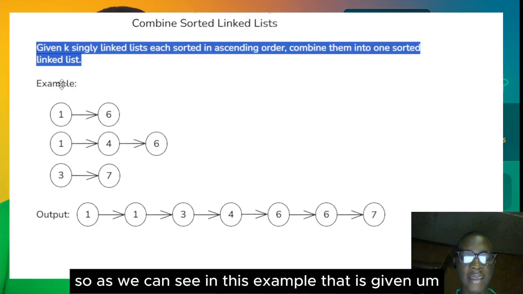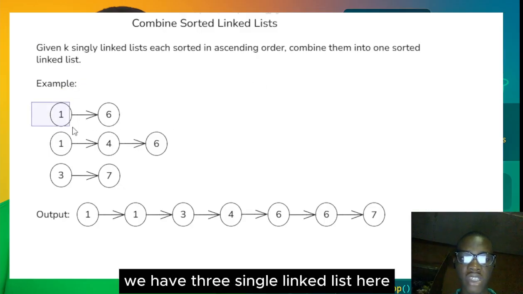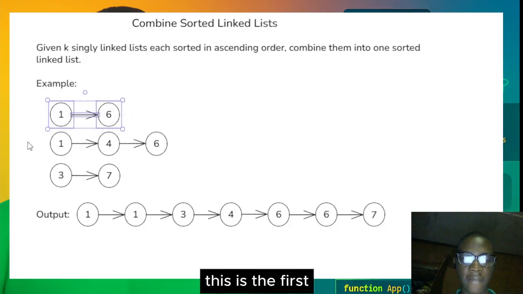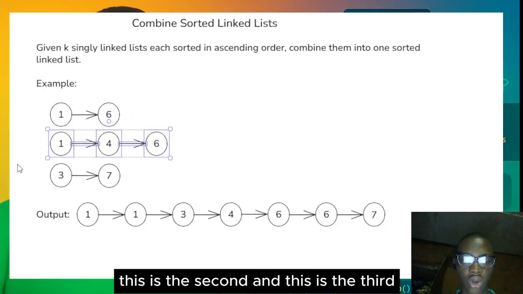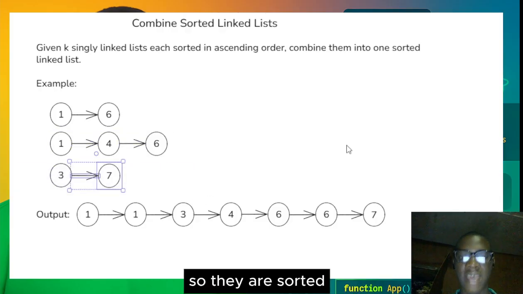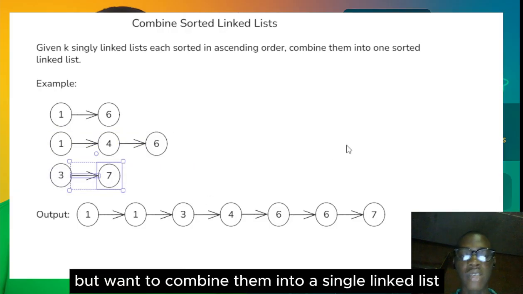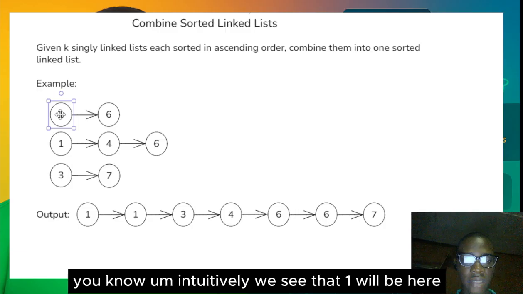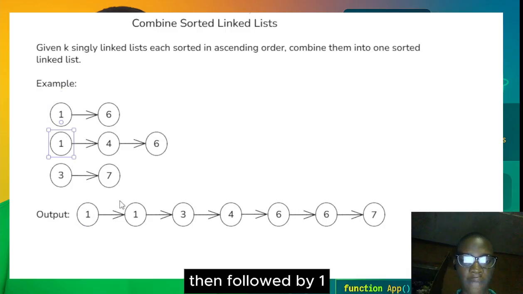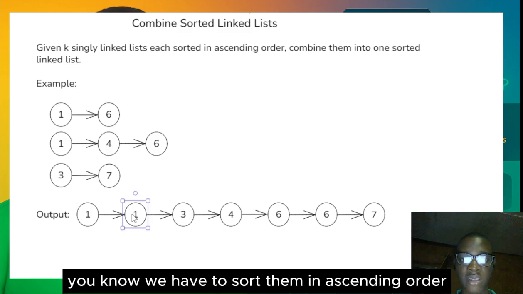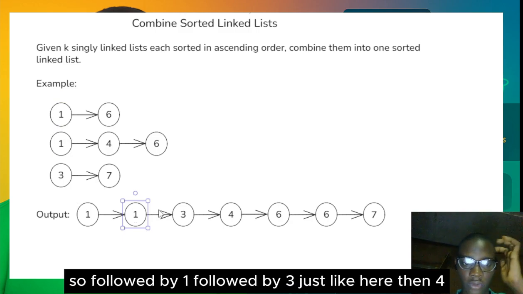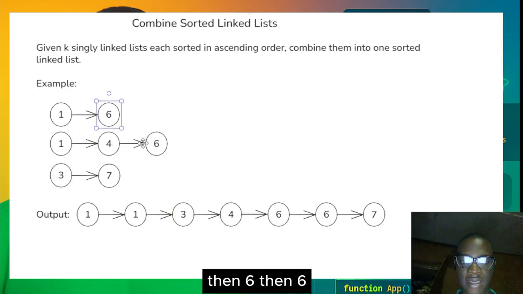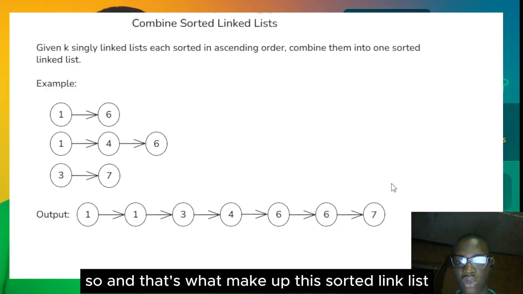As we can see in this example that's given, we have three singly linked lists here. This is the first, this is the second, and this is the third, and we are asked to combine them. They are sorted, but we want to combine them into a singly linked list now. Intuitively we see that one will be here, then followed by one. We have to sort them in ascending order. So followed by one, followed by three, just like here, then four, then six, then six, then seven. And that's what makes up this sorted linked list.